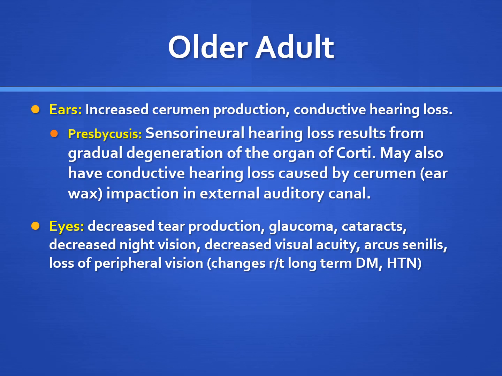Eyes: aging affects multiple parts of vision, so we can see decreased tear production with dry eyes, decreased visual acuity, decreased night vision, a loss of peripheral vision, and those things are a normal part of aging. Also common conditions in older adults: cataracts, which is a cloudy lens and blurred vision, and glaucoma, which is increased intraocular pressure, which can lead to peripheral vision loss.